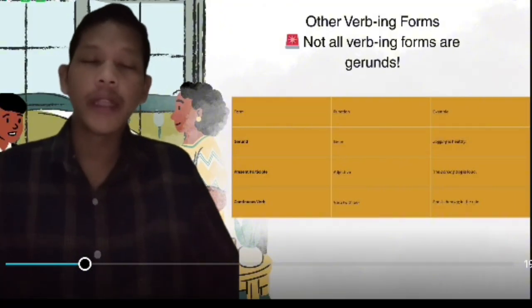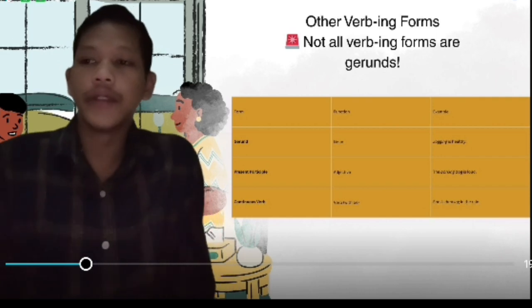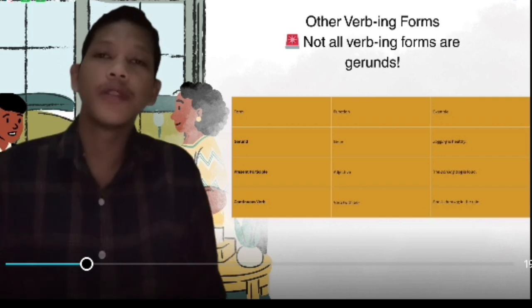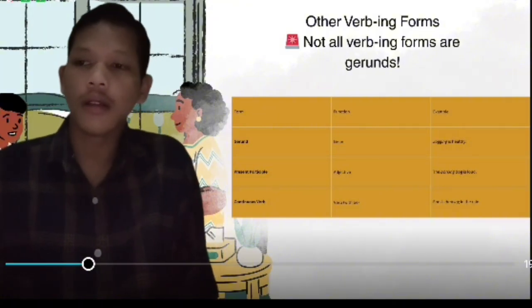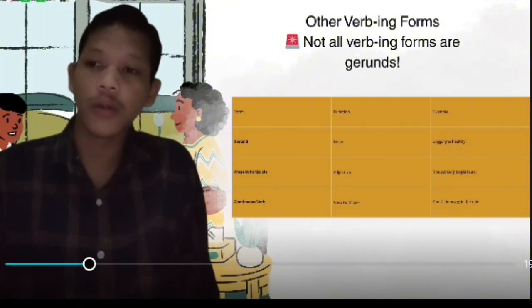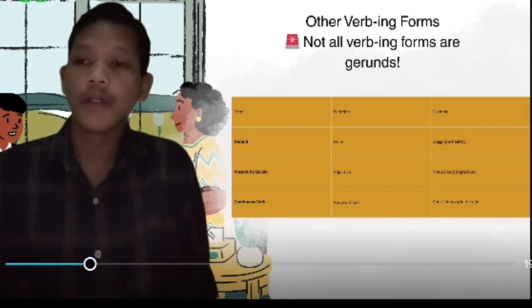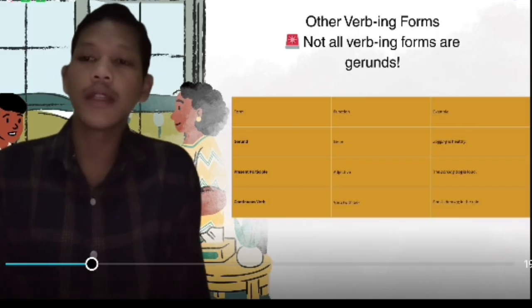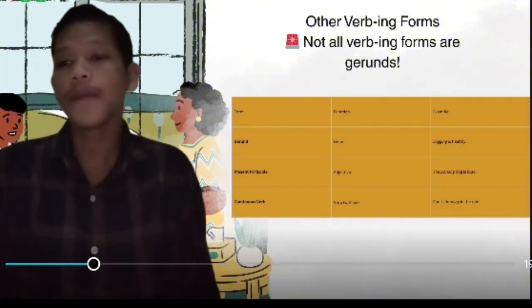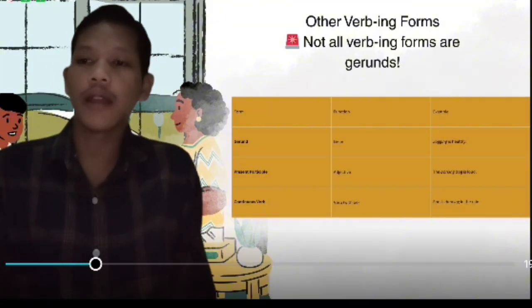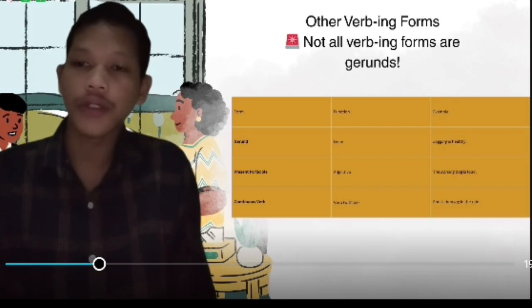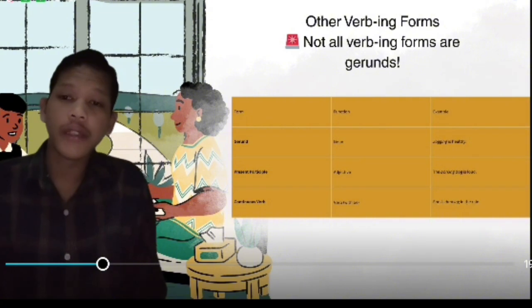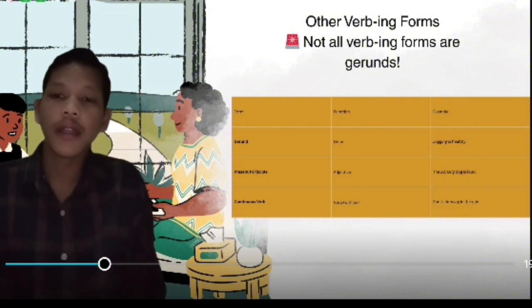Gerund, the form of verb ing is a gerund, and functions as a noun. And this is the example. Jogging is healthy. Jogging here is not a verb or adjective, but in this case, it is a noun and functions as the subject of the sentence. So it can be called a noun or gerund in the sentence.